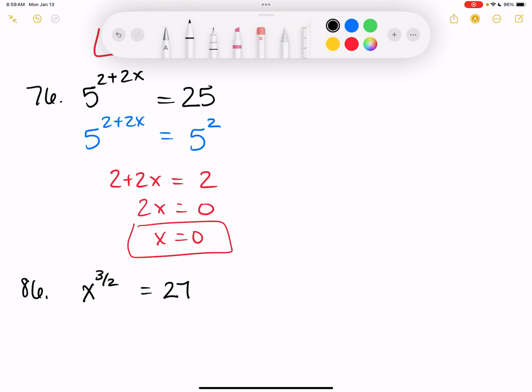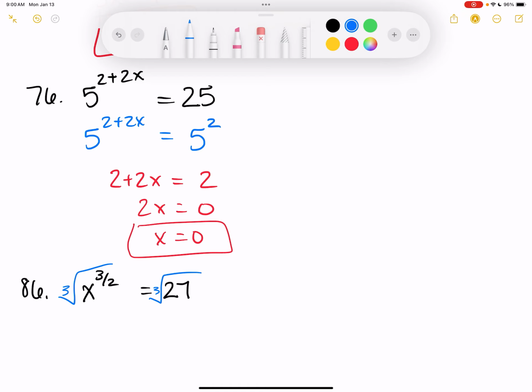So the exponent right now is 3 halves, which is telling me to cube x and then take the square root of x. But I want to undo that. So to undo a square root, I need to square both sides. But squaring 27 is obviously a pretty big number. So typically I like to try to take the root first. So I would take the cube root of both sides first, which I don't normally show this step, but just so that we can see what order everything's happening.